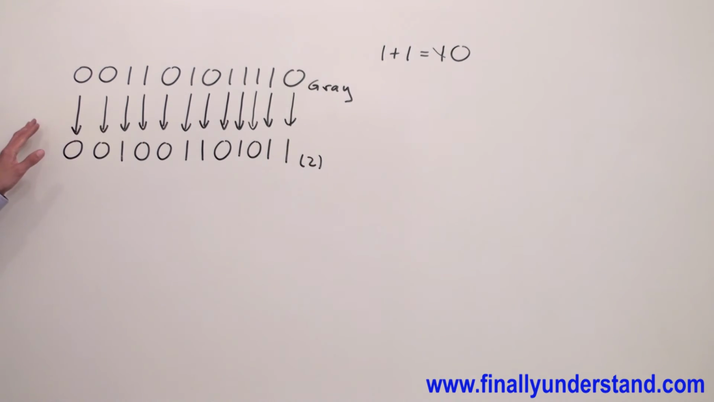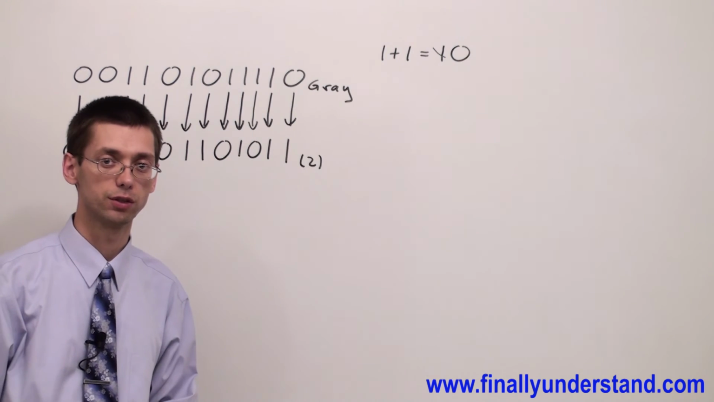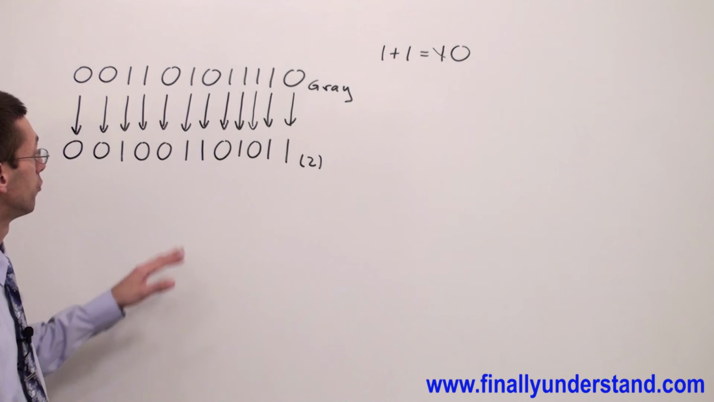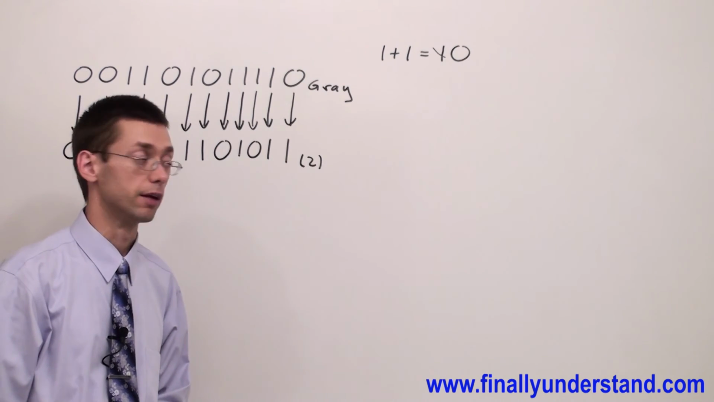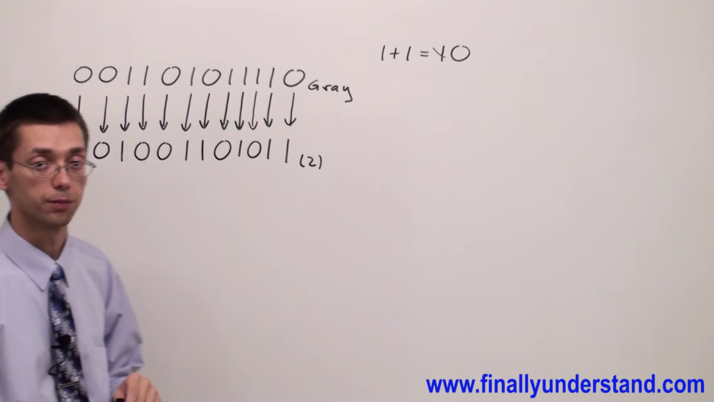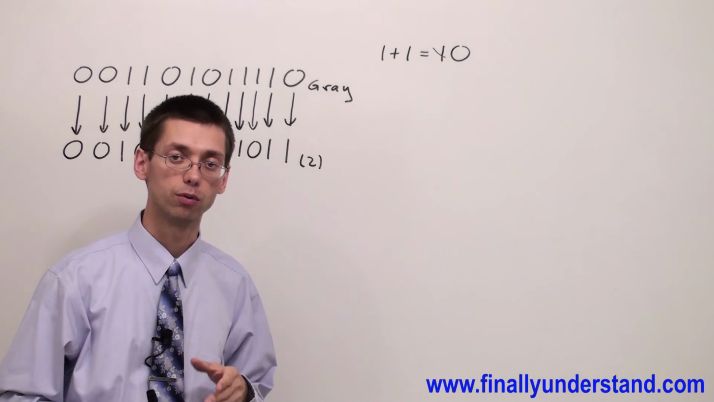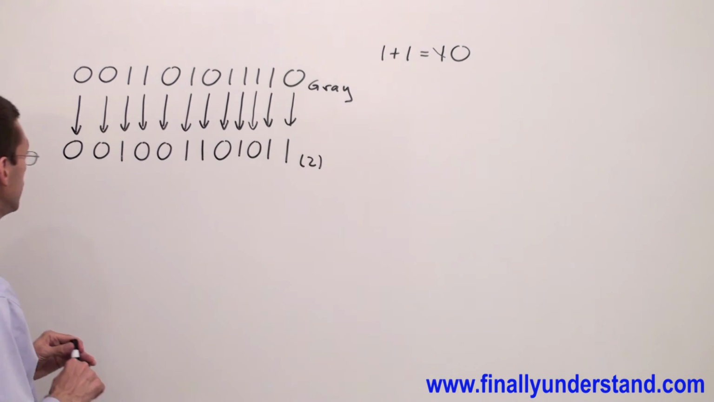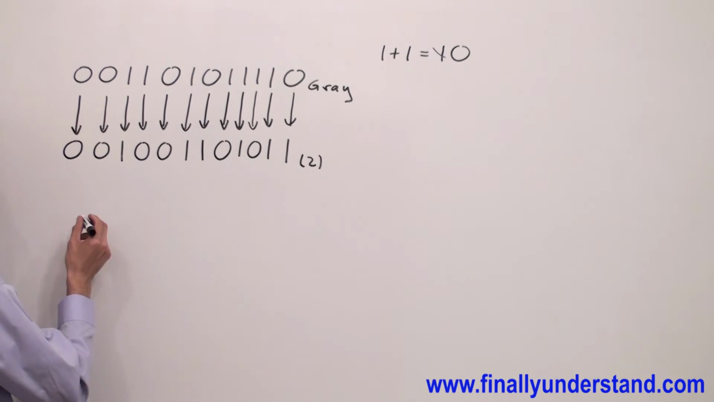This time I drew arrows just to make sure that I'm going to use every single bit. I'm going to convert every single bit to binary. Now we're supposed to verify our answer, because as I said before, we have learned how to convert binary to gray. Let me copy down this binary number.